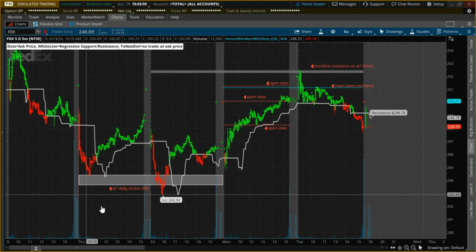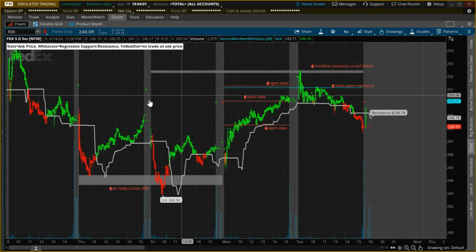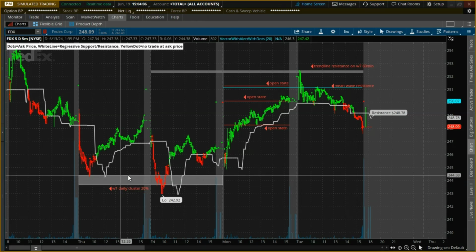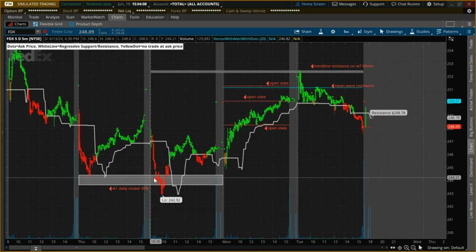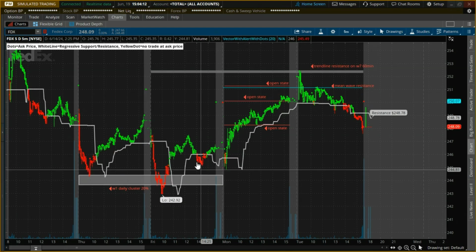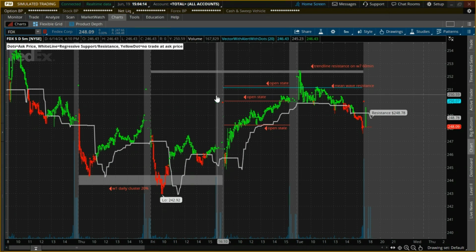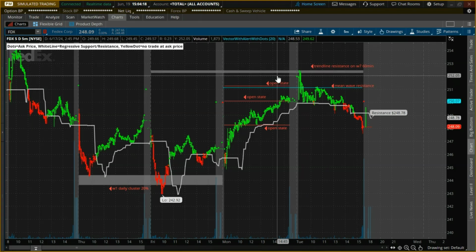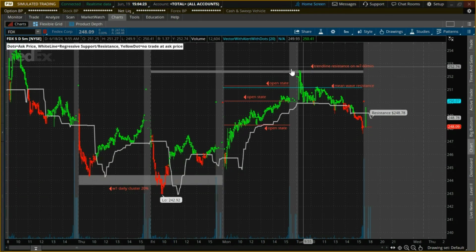I have them marked out in my TOS charts, because we had the wave 1 daily cluster 20% band support right here. We have the 80% chance of reversal from here. We had the open states that we took out. We had the trendline resistance, also the mean wave resistance, and you guys can see how good of a move we had from that resistance.